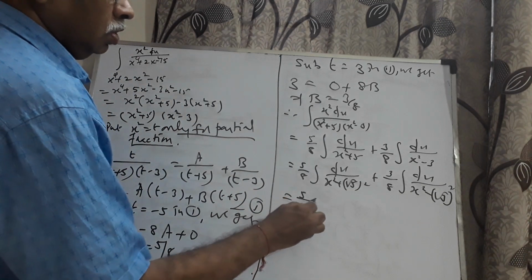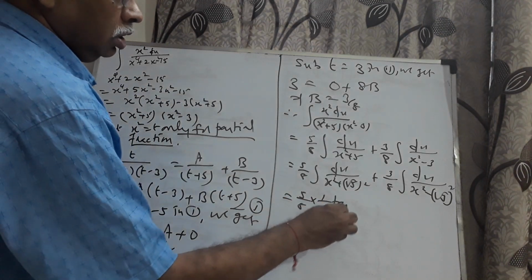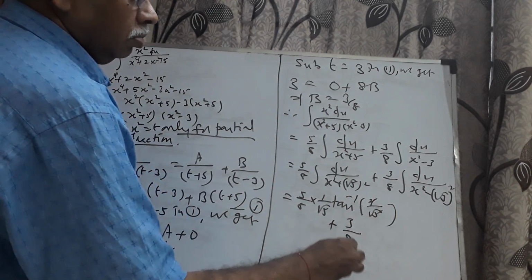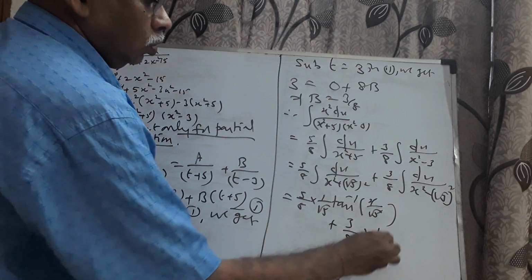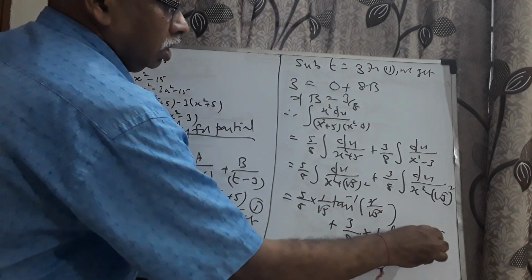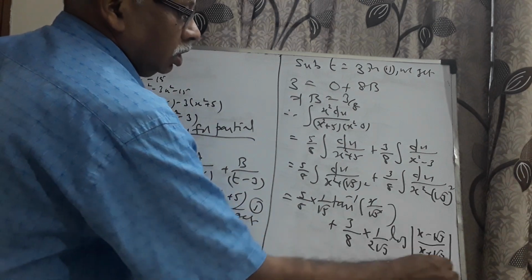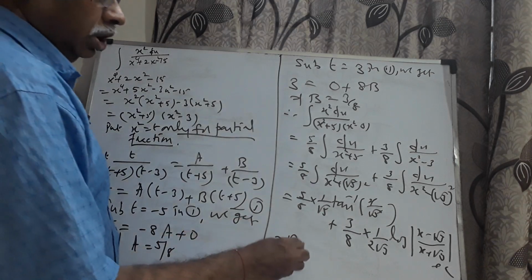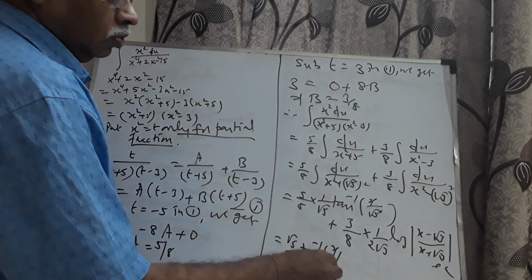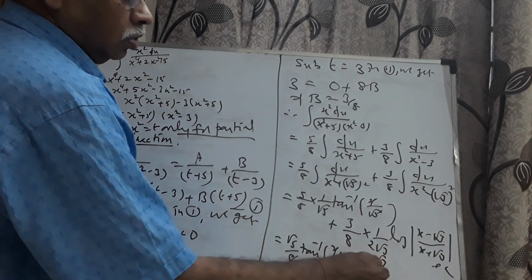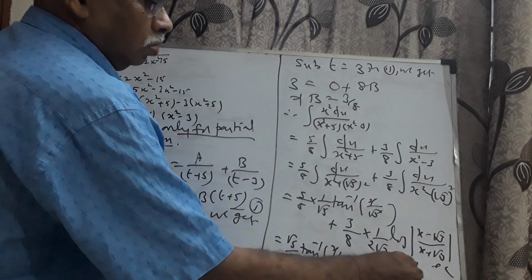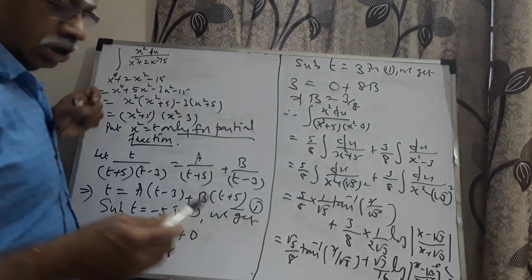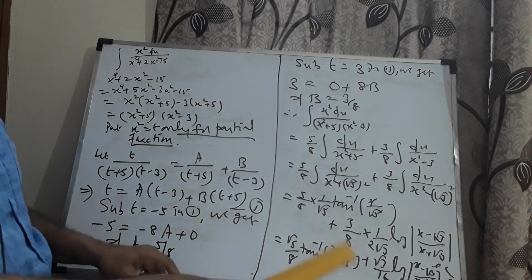Therefore, this will become 5 by 8 into 1 by root 5 tan inverse x by root 5 plus 3 by 8 into 1 by 2 root 3 log mod x minus root 3 by x plus root 3 plus c. Therefore, this will ultimately become root 5 by 8 tan inverse x by root 5 plus root 3 by 16 log mod x minus root 3 by x plus root 3 plus c. That will be the final answer.